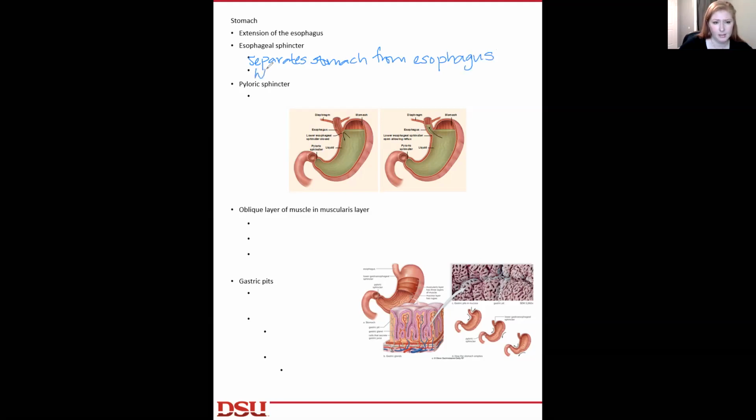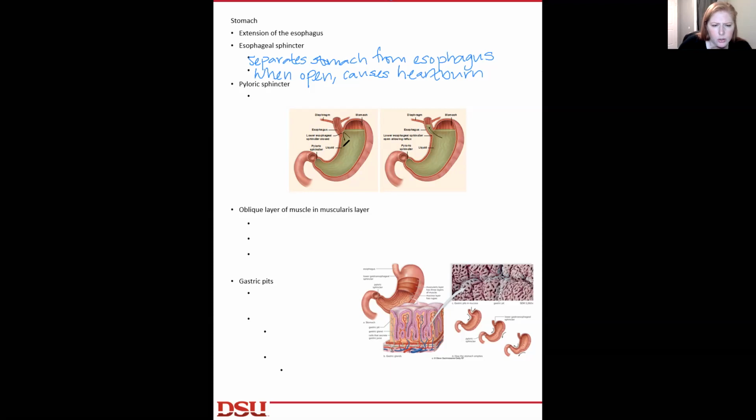And again, when this is open, and it doesn't have to be open like gaping open, but if it's just open even a little bit, it causes heartburn. Again, because of the acids that are being forced up.